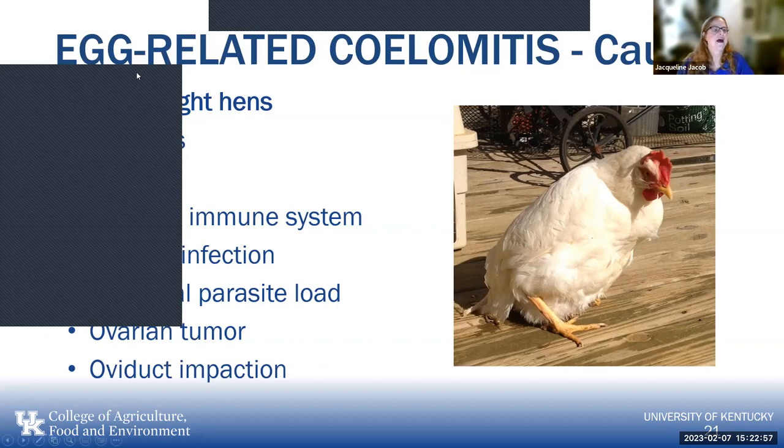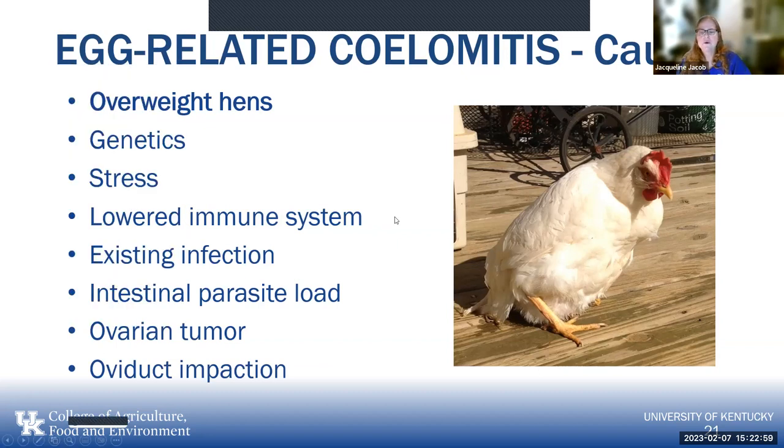As I said, they have that penguin-like stance, and some of the causes, as I said, are overweight hens. Some of it is genetic, especially with turkeys. Stress can cause it. If during the rearing of the birds the immune system was compromised, if there is an infection anywhere in the body, if they have intestinal parasites, if they have ovarian tumors, or as I said, if the oviduct is impacted, all of those will cause the egg-related coelomitis.